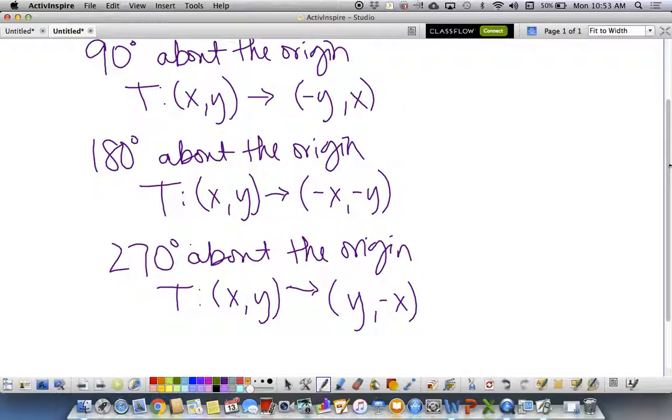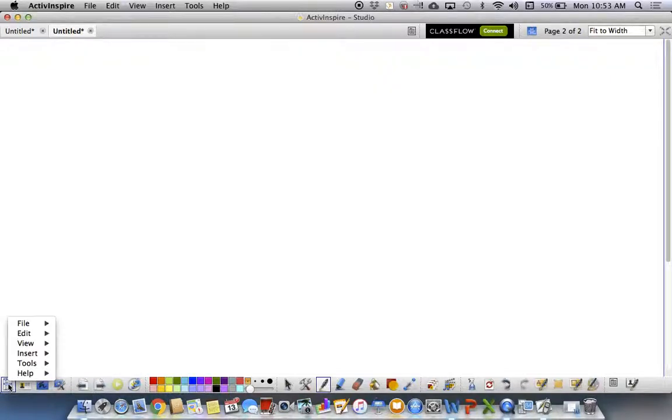Okay. So you've got these. They're in your book. You've written them down. So now let's do a few. Why the y next? Because that's where we're rotating them. Okay, so if I give you a shape, here we go.